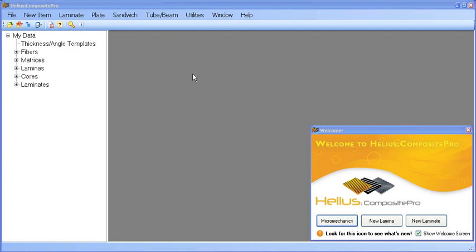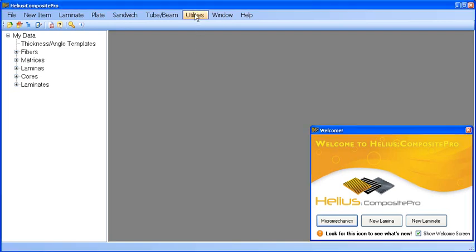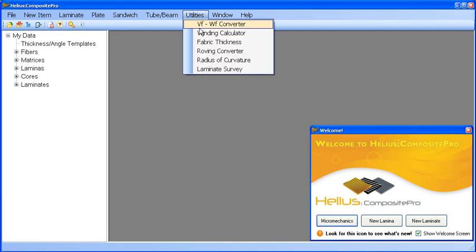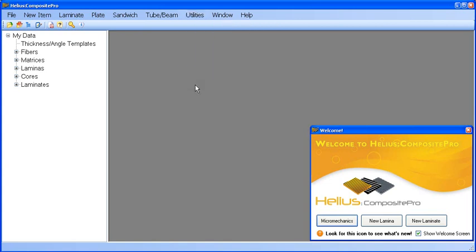In this video, I will be going over some of the features found in Helius CompositePro's Utilities menu. The Utilities menu has 6 different functions that may be useful to the user, including volume fraction weight fraction converter, winding calculator, fabric thickness calculator, roving converter, radius of curvature, and laminate survey. Let's go over each of these functions and briefly describe what each one does.